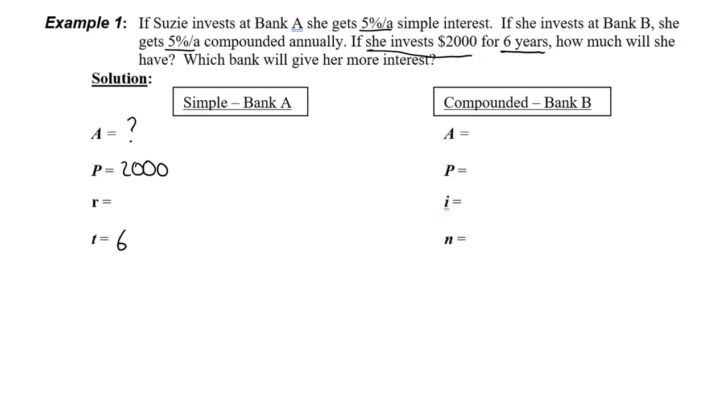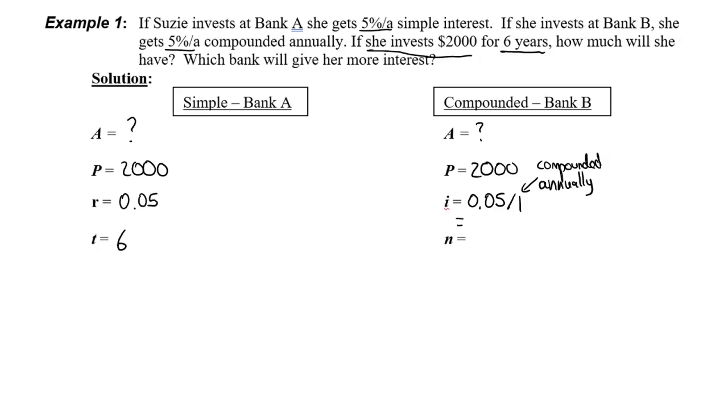And it's 5% simple interest. So 5% as a decimal is 0.05. We're going to now write that in terms of the compounding part as well. A and P are the same. The I value has to be divided by the number of compounding periods per year. There's just one. It says it's compounded annually is the word used.